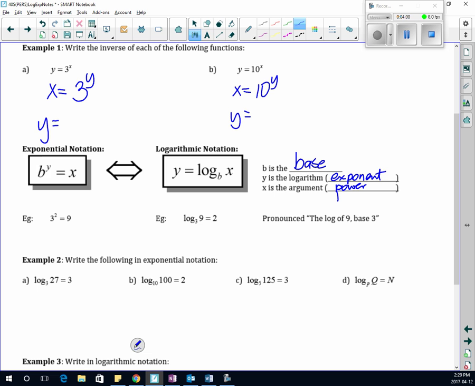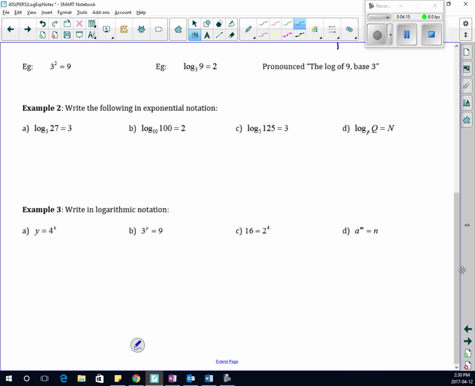And by the way, you're supposed to actually pronounce this not as log 3 9. It's supposed to be the log of 9 base 3. Logarithm of 9 base 3 equals 2. Okay, so let's practice changing from log to exponential, exponential to log.